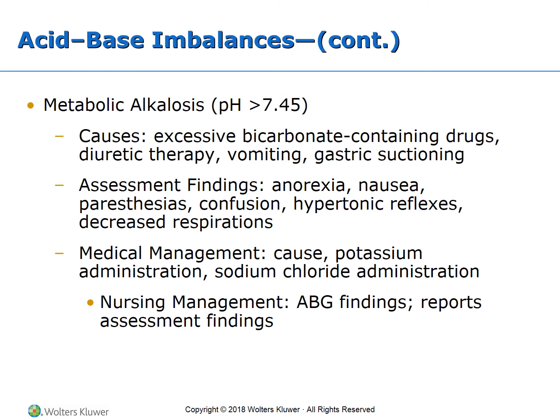So what would the ABG results look like? Well, if they're not compensated, the pH will be greater than 7.45. The PCO2 will be normal, and the bicarb will be greater than 26. All right, in compensation, the pH will be normal. The PCO2 will be greater than 45, and the bicarb will be greater than 26.